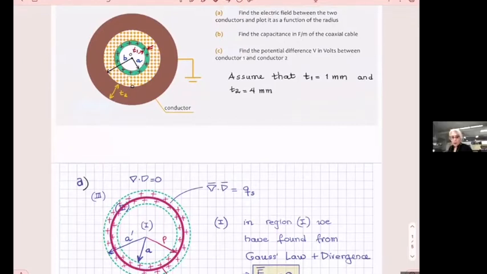Have you thought about when to use Gauss's law and when to use Coulomb's law? First of all, as a fundamental question, what do you think? You should use Gauss's law anytime you have a shape symmetry. Yes. So in this case, you would use Gauss's law since it's cylindrically symmetric.